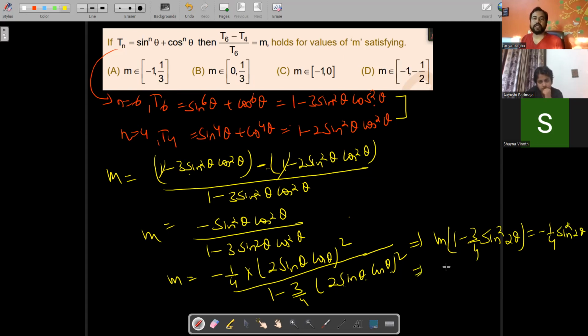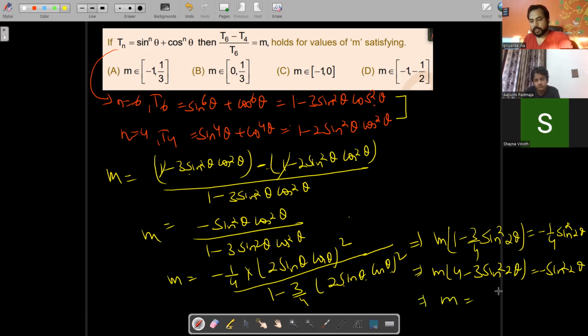Now you have to find the value of m, right? See, take LCM. m into 4 minus 3 sin square 2 theta equal to 4 will cancel minus sin square 2 theta. Now I will take the maximum and minimum value. So m will be sin square 2 theta upon minus, you can adjust this, 3 sin square 2 theta minus 4.